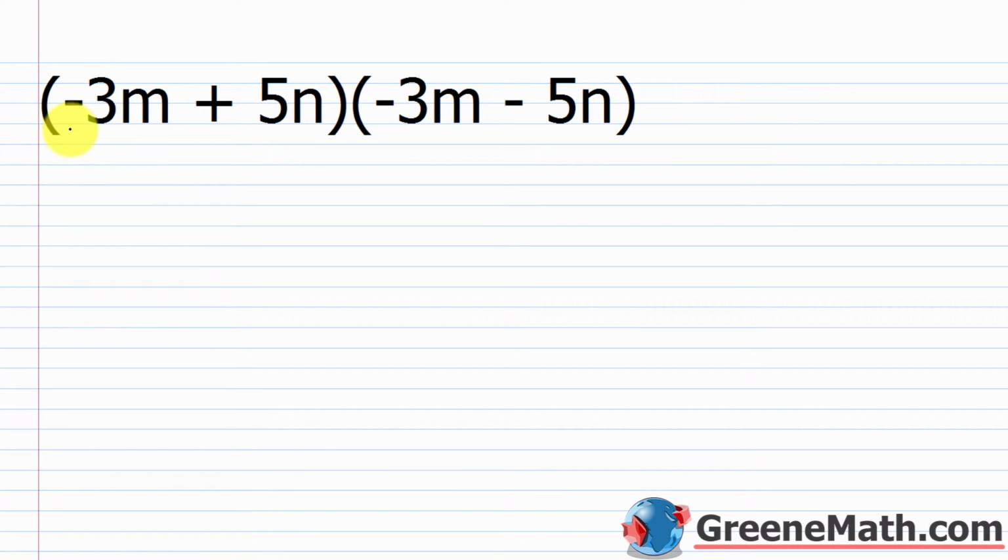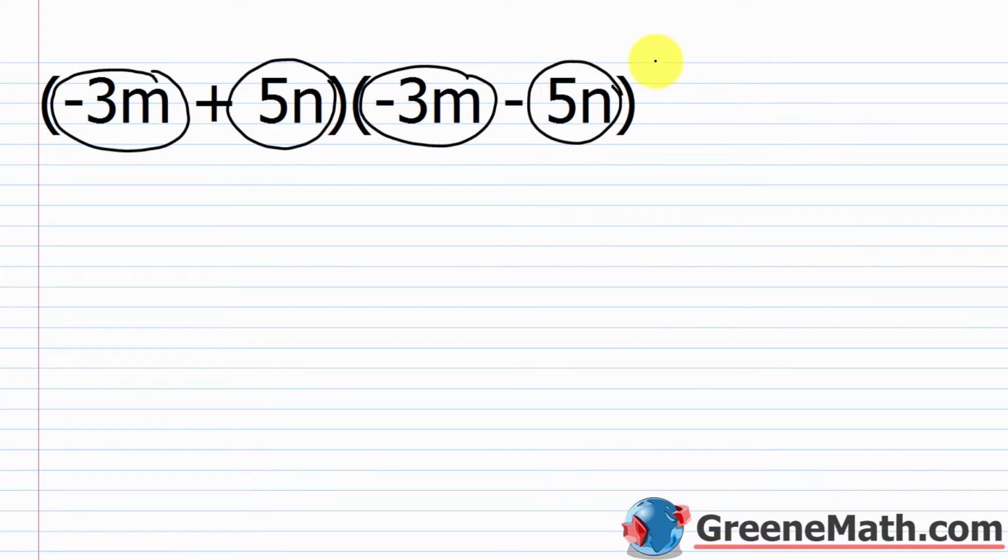All right, for the next one, we have the quantity negative 3m plus 5n times the quantity negative 3m minus 5n. So I have the same thing here and here. I have the same thing here and here. And I have different signs. I have a plus and I have a minus. Now, what's important is you notice that when I circled the first term, I circled the negative and the 3m. Okay, so you've got to use that in your calculation.